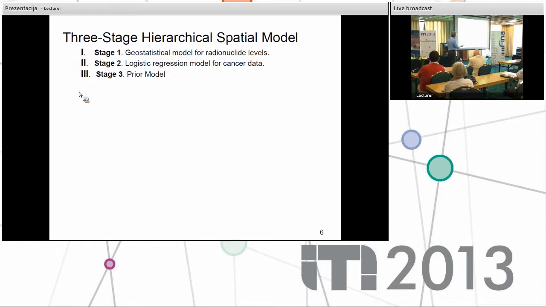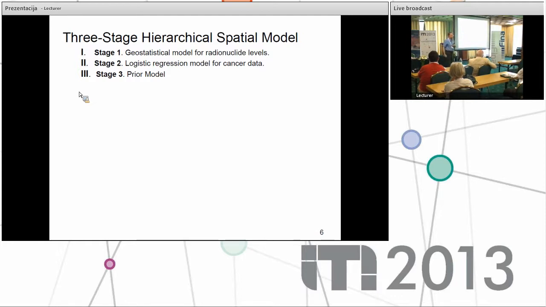So we're looking at three stages, and all of these are going to be linked together. We're going to have a geospatial model for the radionuclide levels. This is the kriging that John was talking about earlier. And tomorrow during the workshop, I'm going to go over what kriging is and how you do it, what it's all about, and talk about how you turn it into a Bayesian methodology. So that's the first stage, the geostatistical model.